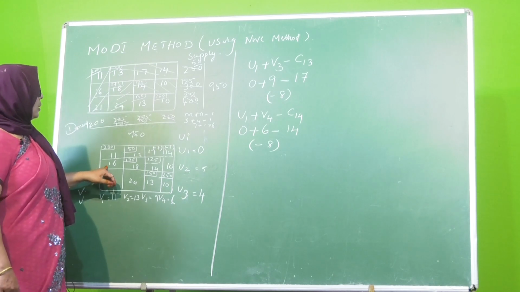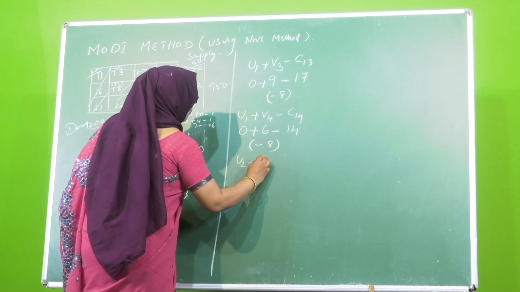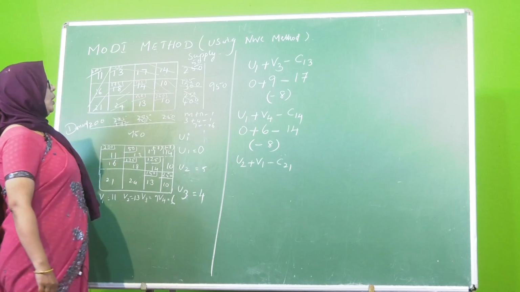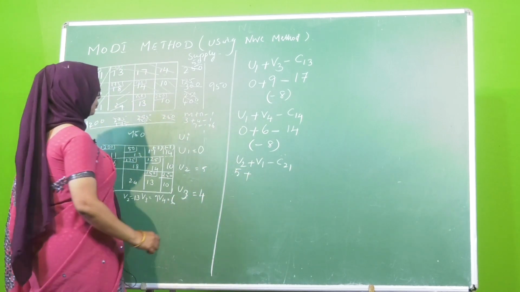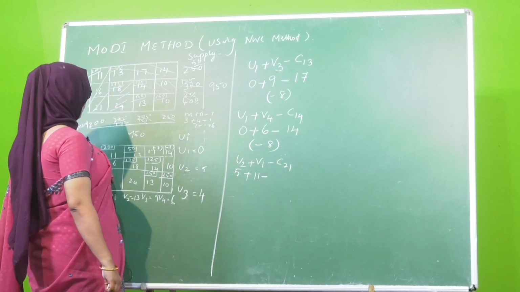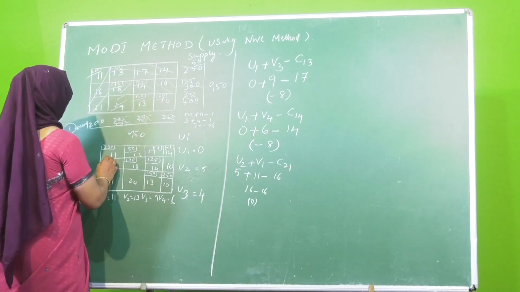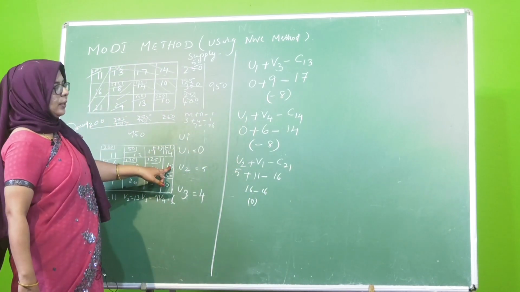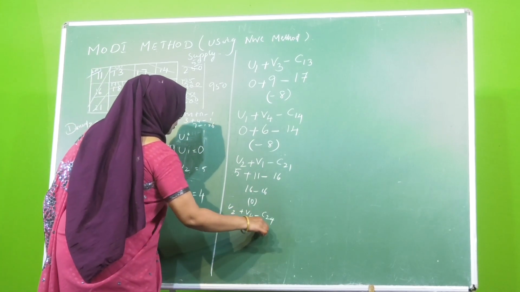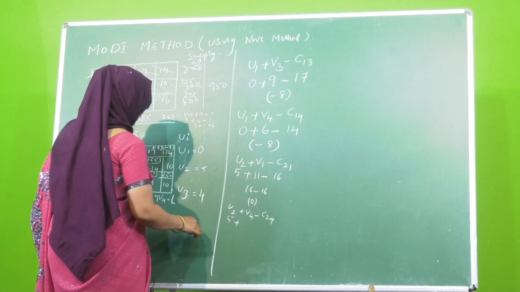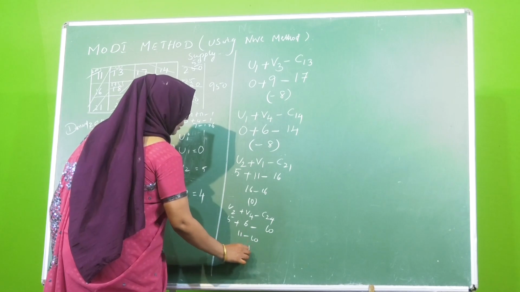Next, 16. Which place? Second row and first column. So the row value is U2 plus V1 minus C21. U2 is 5, V1 is 11, minus 16. That is 16 minus 16, which is 0. Another dummy value: U2 plus V4 minus C24. U2 is 5, V4 is 6, minus C24 which is 10. So 11 minus 10 is 1.